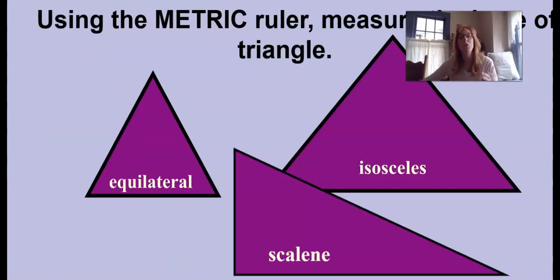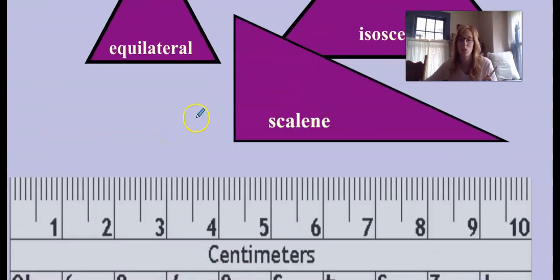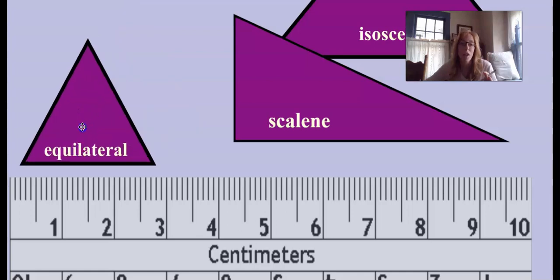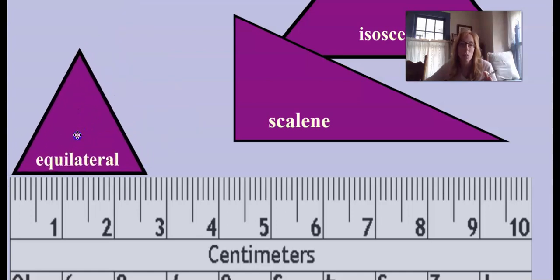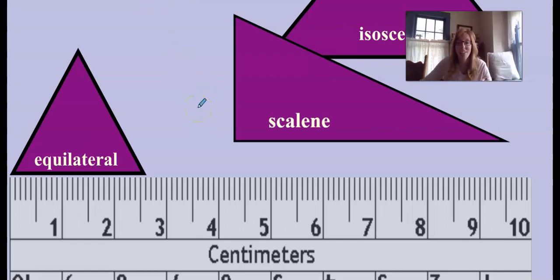So we're going to move back and we're going to look at the metric ruler because that's what we've been focused on. So hopefully you remember we were talking about equilateral, scalene, isosceles. We're going to keep using the same shapes. Now if you look at our metric ruler, you'll notice it's much different. Okay, it's based on 10, which makes it super simple.